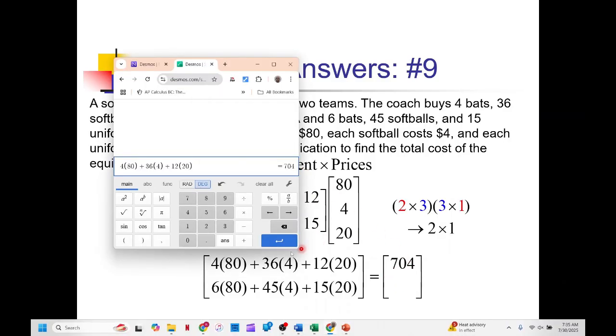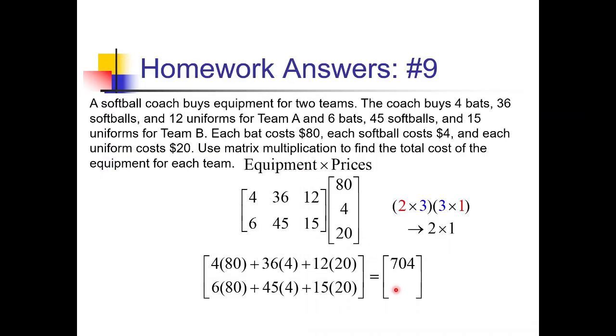And let me just go back and plug in the rest of this. Now I've got the same second number, 80 and 4 and 20, so I can just change the first number in this multiplication. So I've got a 6, and instead of 36 I have 45, and this was the number of softballs, and this was the uniforms. Instead of 12, I've got 15 for Team B. So that's $960 total. So Team A, $704, Team B, $960.